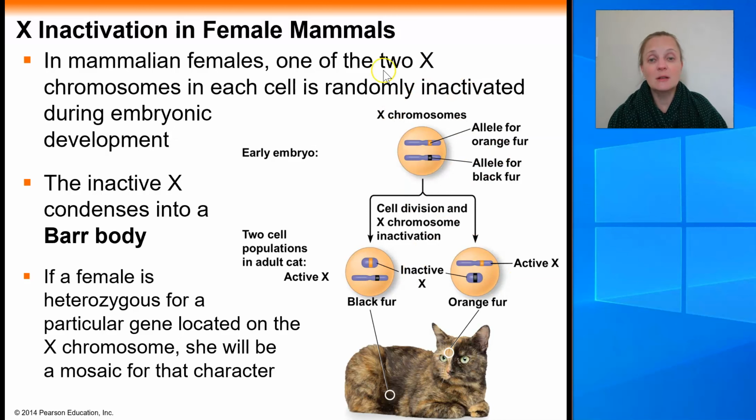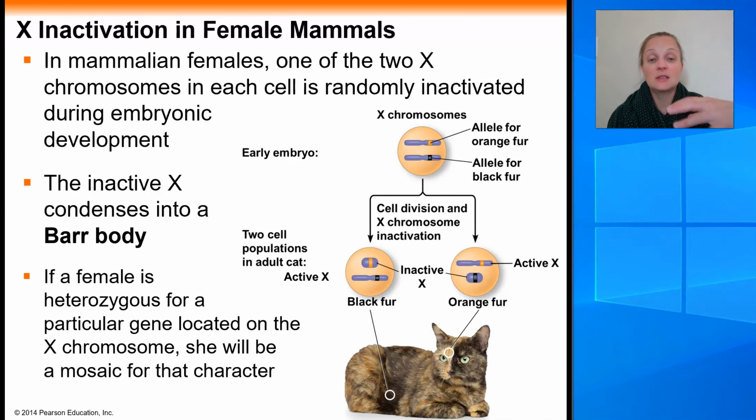And so when the cells of this cat go through development, at a certain point in development, every single cell decides to inactivate one of the two X chromosomes. And so in one lineage of cells, perhaps the chromosome with the orange fur allele gets inactivated, and so only genes from the black alleled chromosome are going to be expressed. And then in other cells, the opposite happens randomly, right? You might have the chromosome carrying the black fur allele inactivated, and so you're only going to be expressing, if you're this cell, the genes that are located on this X chromosome with the orange fur color allele.